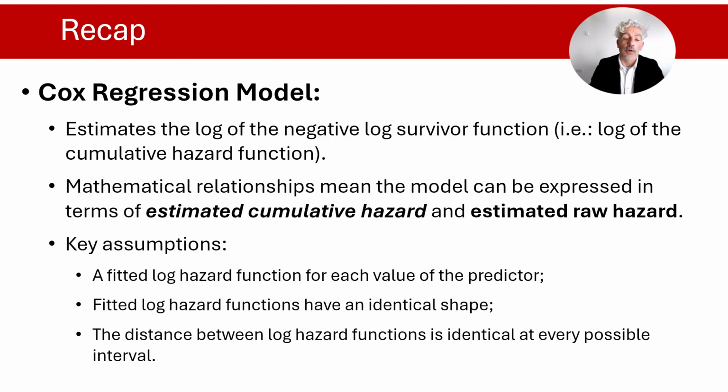But the Cox regression model has some key assumptions. So the one is that the fitted log hazard functions are available for each value of the predictors. And if there are more than one predictor, there should be also log hazard functions for each combination of values of the different predictors. And also the fitted log hazard functions have an identical shape, and the distance between log hazard functions is identical at every possible interval.